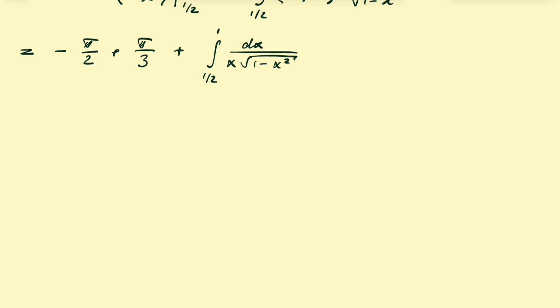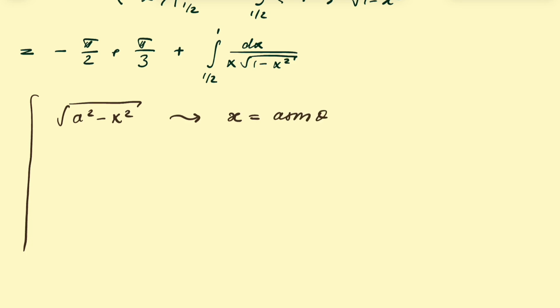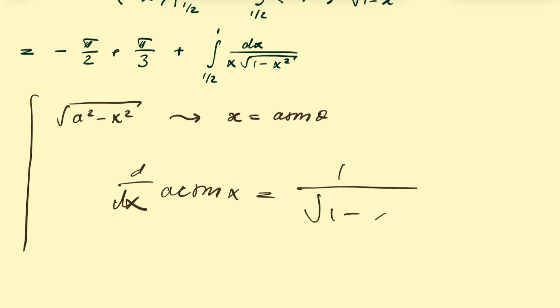Before diving into it, I want to have a little discussion on integrals where the term square root of a squared minus x squared appears. Usually, when we have such a structure, we want to use the substitution x equals a times sine of theta. It comes mainly from the fact that the derivative of arcsine of x is equal to 1 over the square root of 1 minus x squared.